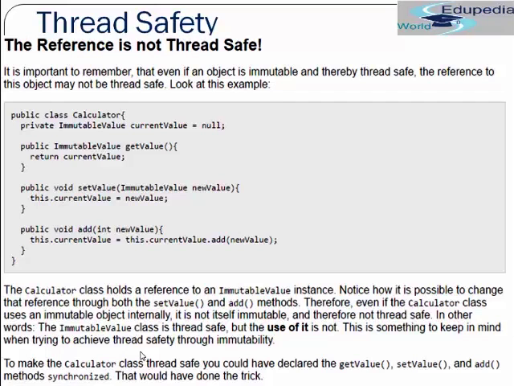It is something to keep in mind when trying to achieve thread safety through immutability. To make the calculator class thread safe, you could have declared the get value, set value, and add methods as synchronized. That would have done the trick. Fine, so this is how we can make this reference thread safe.